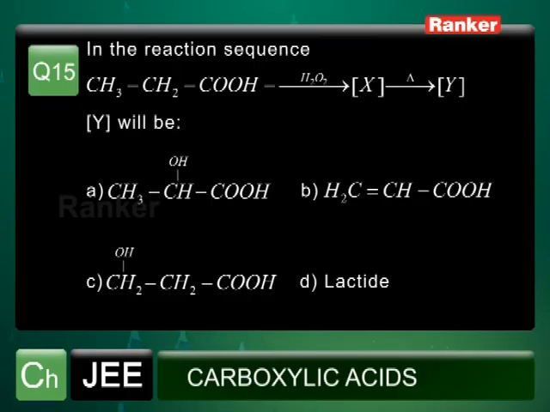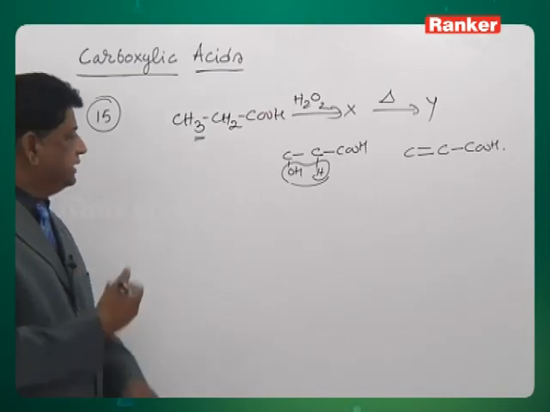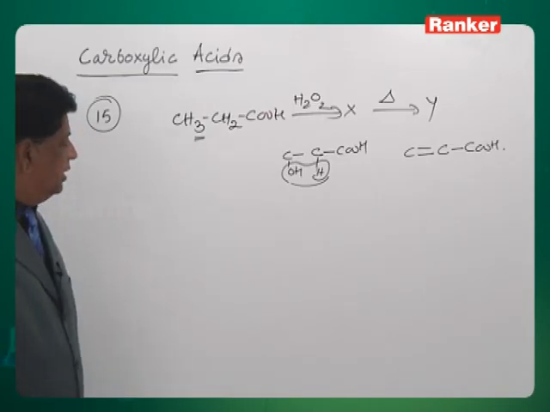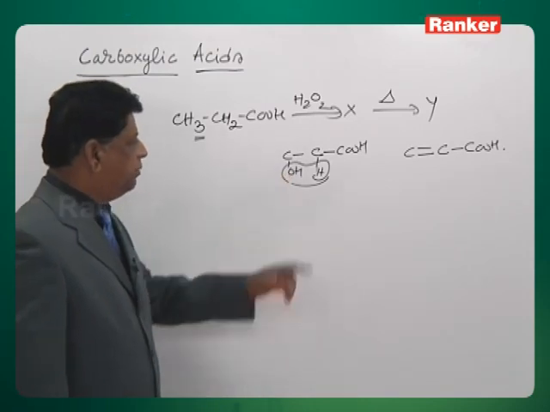Option A is just a hydroxy acid, wrong. Answer B is the unsaturated acid, that is the right answer. Answer C is the beta hydroxy acid, which is actually formed as X. Then D, lactic acid, that is also a lactide, is also wrong, because the acid and the alcohol reacting will not take place. If it is from the next carbon, gamma onwards, the internal esterification takes place and you will get a lactone, but here in this case lactide formation is not possible.